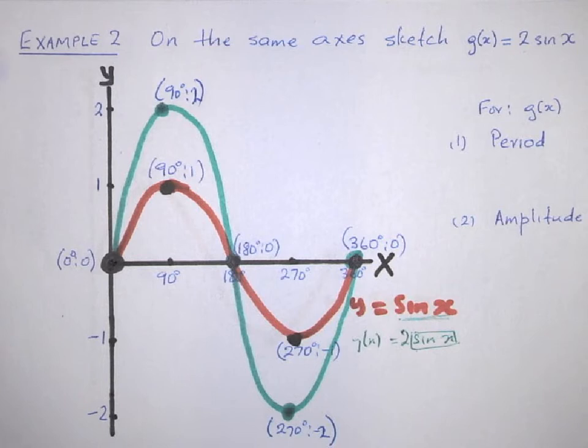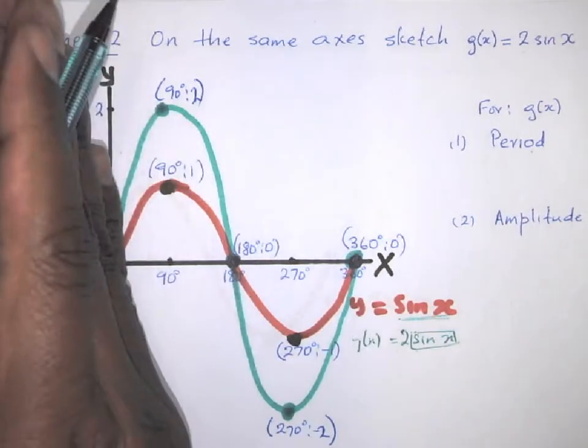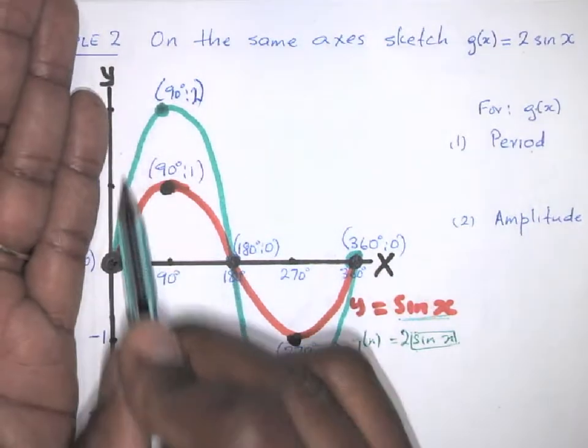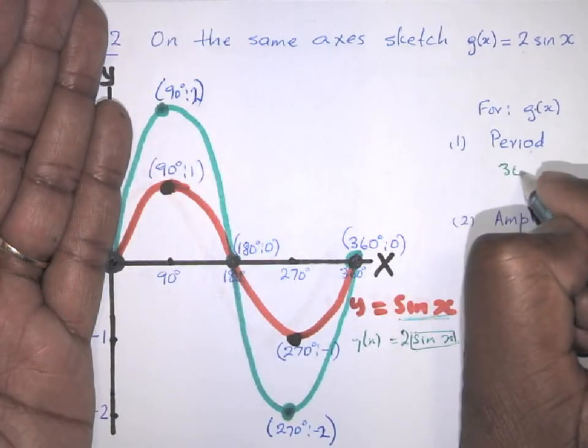So what is the question? The question they're asking is, what is the period of this graph? The period is how long the graph of g, the new graph which is green, is. How long is it? The length of this graph is 360 degrees.